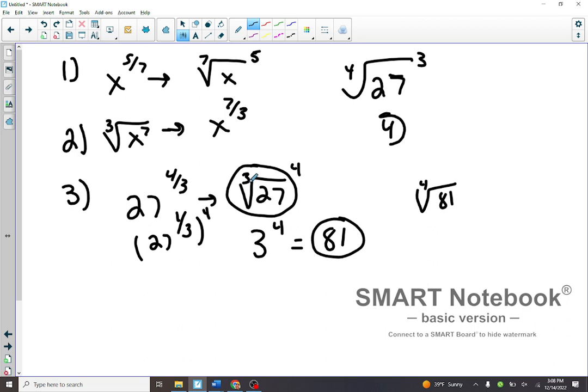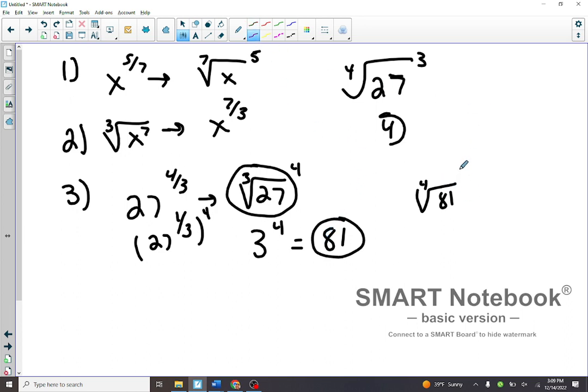It's not divided by 3. You see how you have this 3 over here? So you just take that 3 and then that 4. That's what I'm saying.